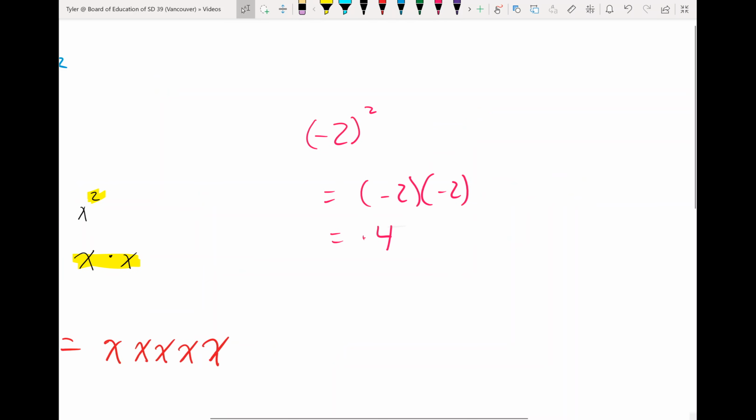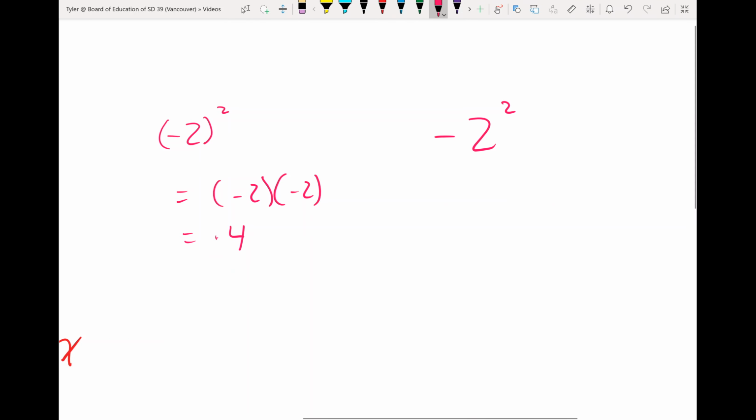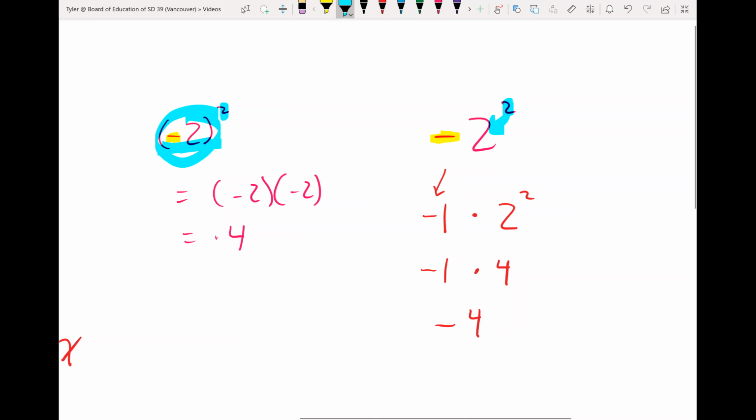However, if you have a question that looks like this, it's actually an evil question. It's written kind of weird. Basically, what this means is the first part is like negative 1, and this second part is multiplied by 2 squared. So really what we get is negative 1 times 4, 2 times 2 is 4, which gives us negative 4. So just be careful when you have questions where there's a negative sign. Just ask yourself, is the exponent only applied to this, or is it applied to everything? So when there's a bracket, it applies to the negative symbol. When there's no bracket, it just applies to that number.